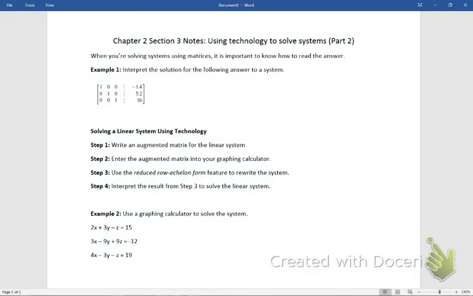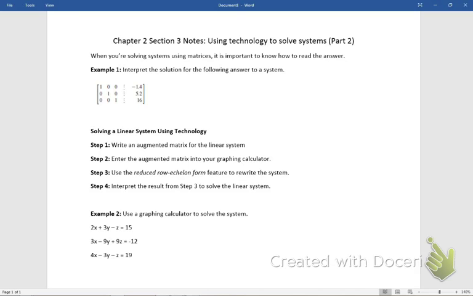Hi, welcome to Chapter 2, Section 3, Part 2. Now that you know about writing matrices, we need to learn how to use matrices to solve systems of equations, no matter how many variables, and how to interpret their solution. So, for example, in example 1, this is what a solution looks like after you put it into the calculator and it does it for you. I'm going to show you how to do that. This is what it looks like.